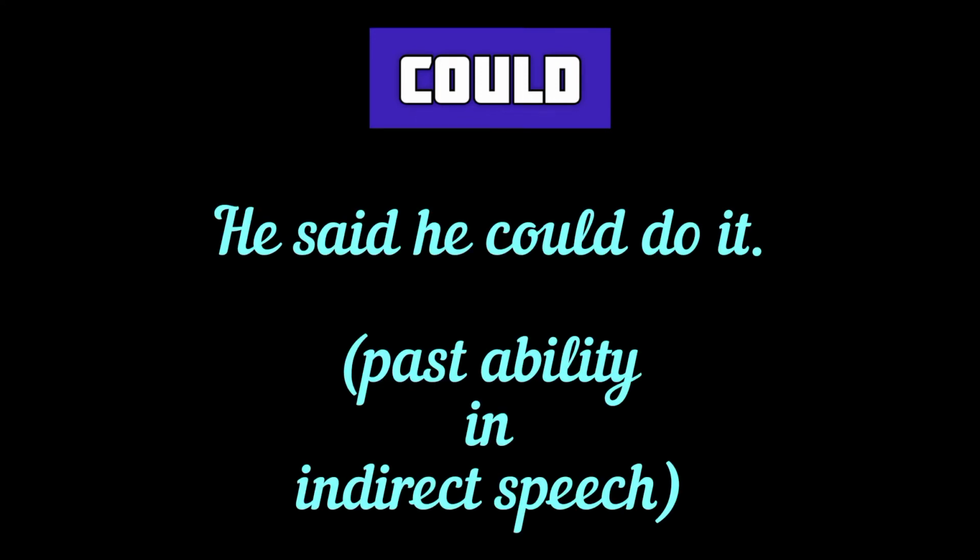Could is also used as the past tense of can in indirect speech when the reporting verb is in the past tense. For example, he said that he could do it. Here could is used because the reporting verb said is in the past tense. Here it indicates a past ability.